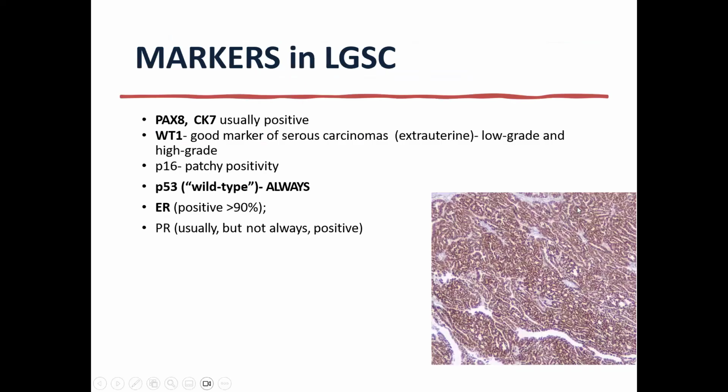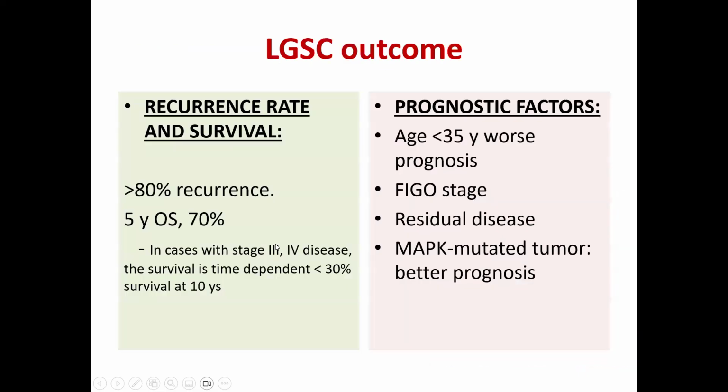Markers of low-grade serous carcinoma: it will be PAX8 and CK7 positive. WT1 is positive, a good marker for serous carcinoma, both low-grade and high-grade. P16 will be patchy positive. Patchy positive means it's not abnormal. P53 is always wild type. ER is positive in more than 90% of tumors, and PR is also usually positive.